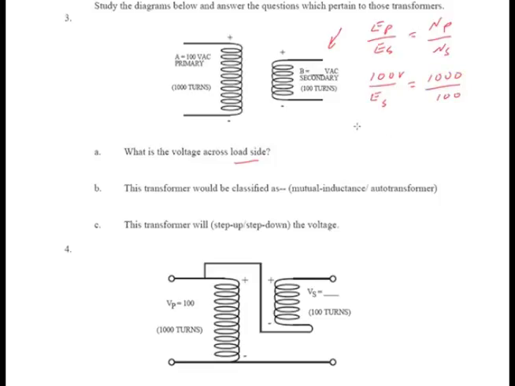So if we cross multiply this, we get 1,000 ES is equal to 100 times 100, which is 10,000. So if we want to isolate ES, then we divide both sides by 1,000. Here we end up with ES is equal to 10. So the voltage in the secondary is 10 volts. Again, it's a mutual inductance transformer. The voltage was in at 100 volts and the output was 10, so it's a step-down transformer.